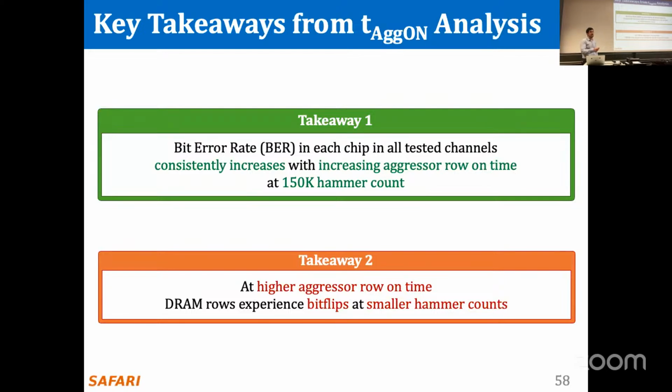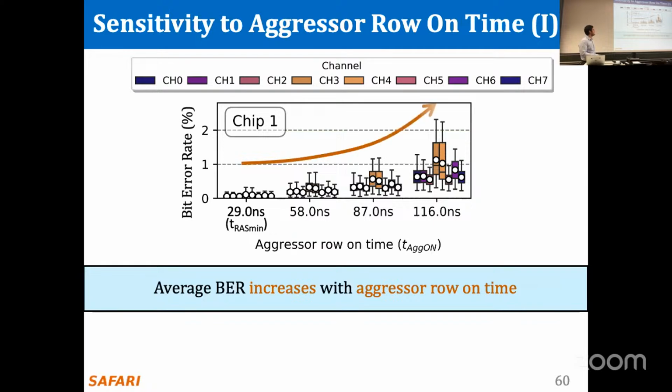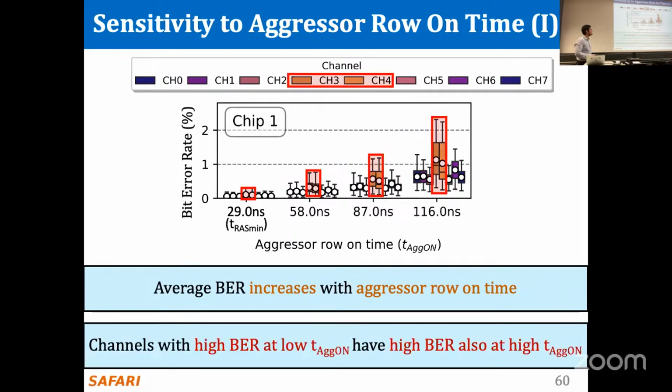Now I'll skip these or go through them very fast, because this is nothing surprising compared to what RowPress already shows. But we have quantified the degree of RowPress vulnerability in HBM2 chips. That's the value of this analysis. Here, as you go right, you have a longer time you're keeping the rows open. It's expected that your bit error rate will increase at the same hammer count. And that's what this figure shows.